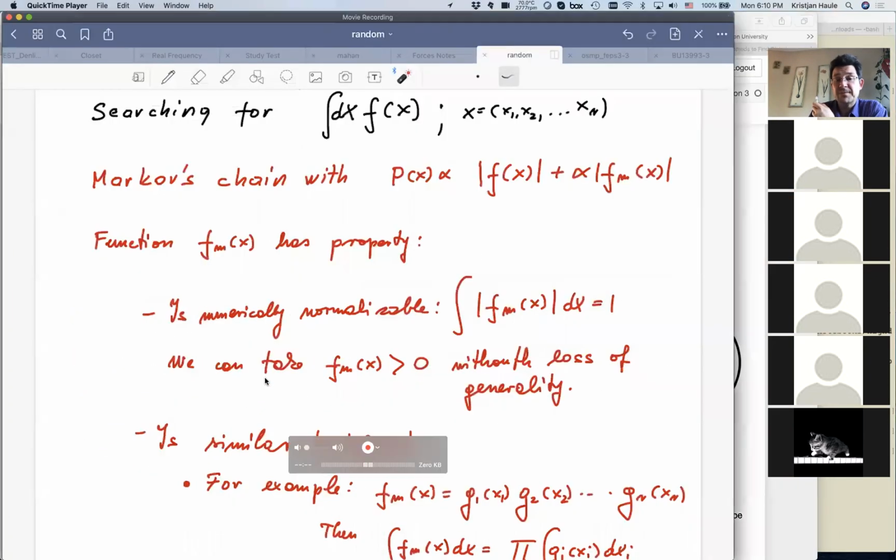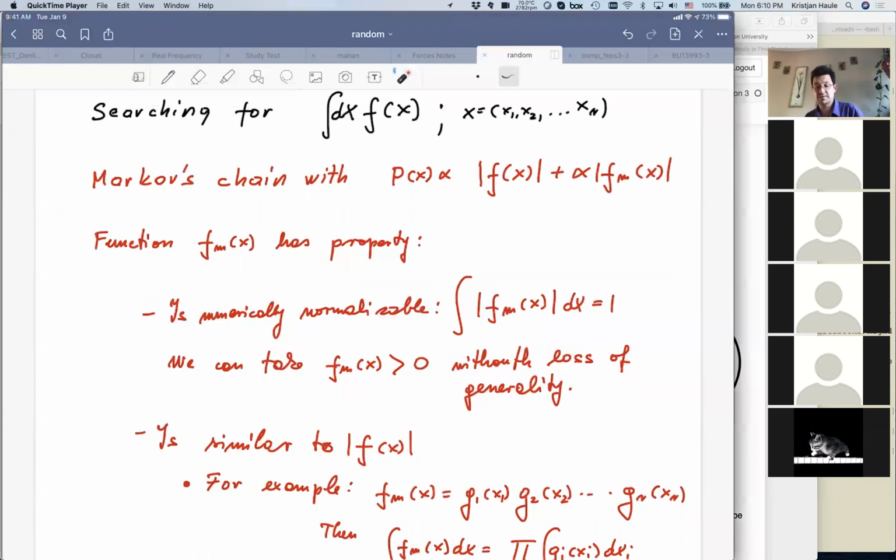The alternative way is the following. We actually take a Markov chain with probability that is the average absolute value of the function plus some constant alpha. This constant alpha is an arbitrary number of the order of 1, approximately 0.1, of course. And then we add to this a function which is normalizable.